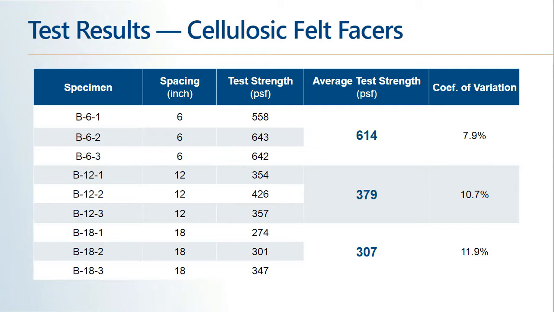For the 18-inch ribbons, we varied from 274 pounds per square foot to 347 pounds per square foot, with an average of 307 pounds per square foot, or a coefficient of variation of 11.9%.